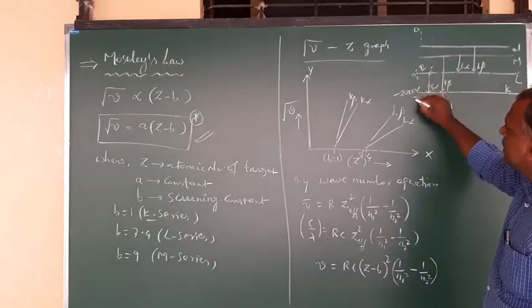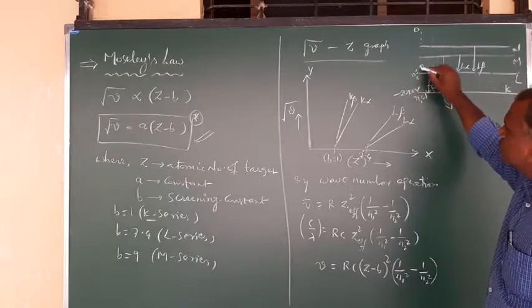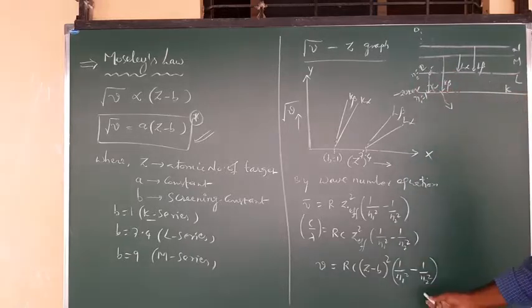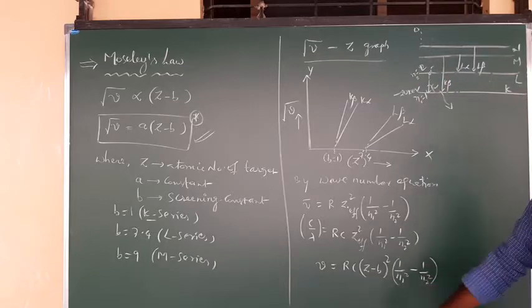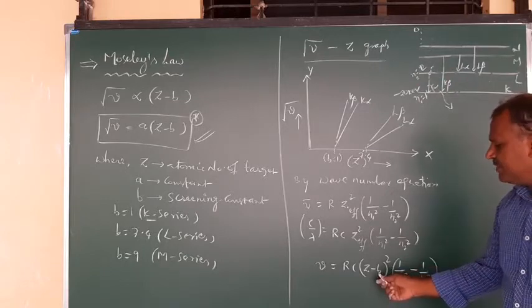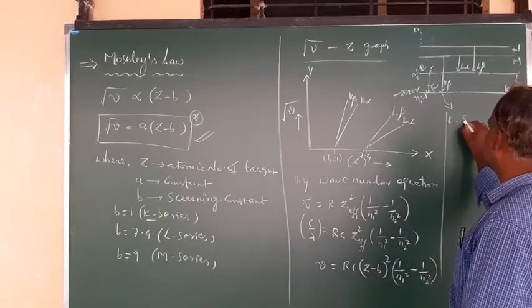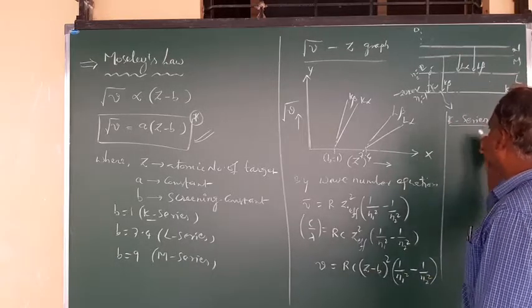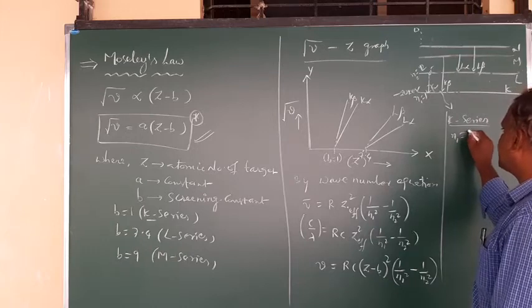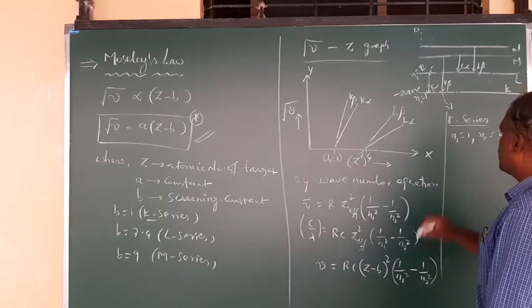N2 is 2, N1 is 1. So 2 to 1 made a transition. If you substitute here, N1 is 1 for K series. And for K series, the B value also we know. So now if you go for the respective series, I am considering here it is a K series. For K series, you can observe here, N1 is 1, N2 is 2.